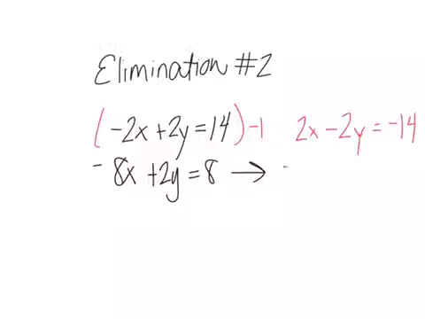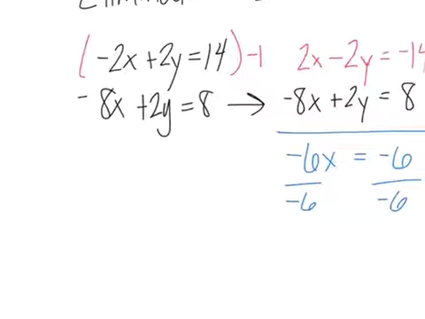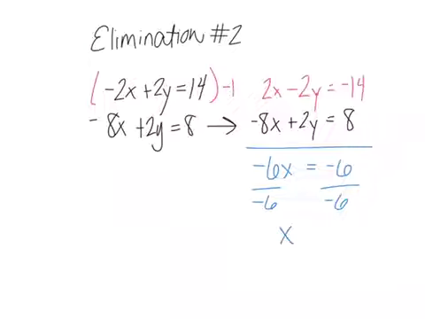I'm going to copy the other one over just to line it up nice and neat. Okay, now I have numbers that are exact opposites of each other right here. I have a plus 2y and a minus 2y, so I'm good to go to combine them. When I combine them, 2x plus -8x gives me a -6x. The y's zero out, and I'm left with a -6 over here. When I divide by -6, I get an answer of x equals 1.